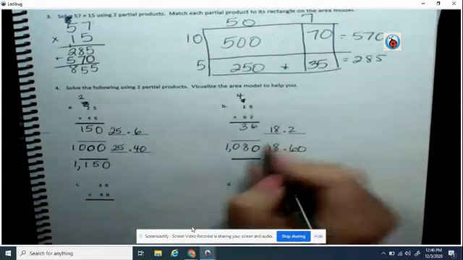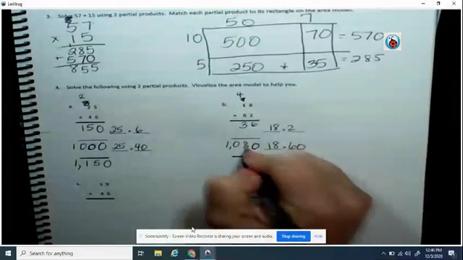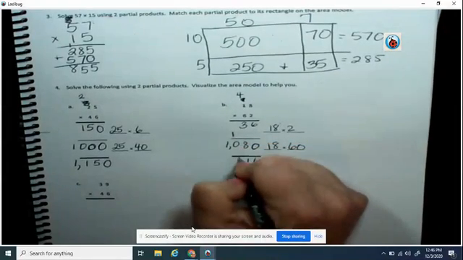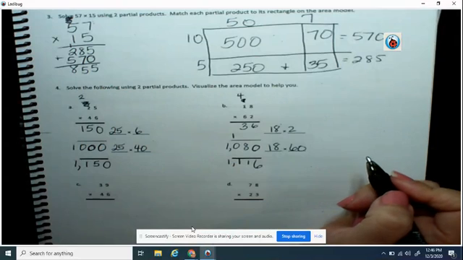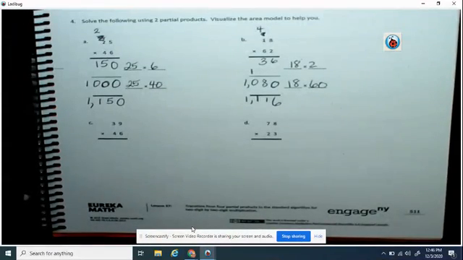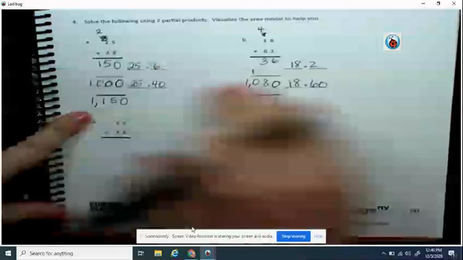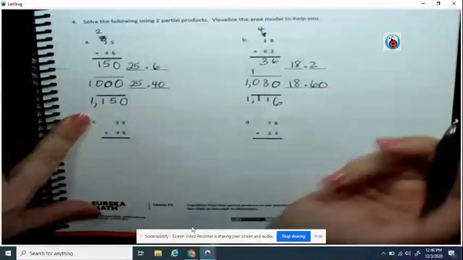6 plus 0 is 6. 3 plus 8 is 11. 1. So 1,116. Now down here, we're just going to do straight multiplication. We're going to do the same thing we did here. I'm just not going to write out these things to the side.